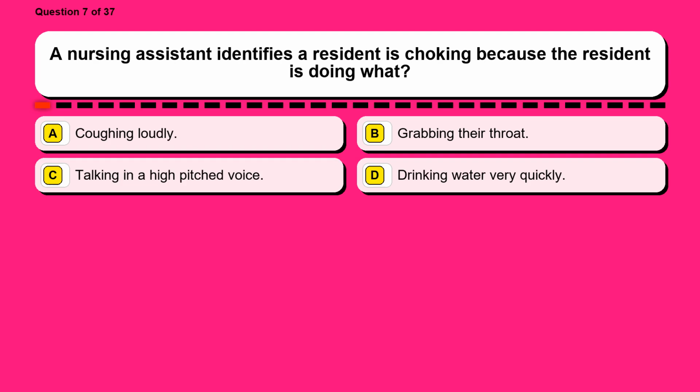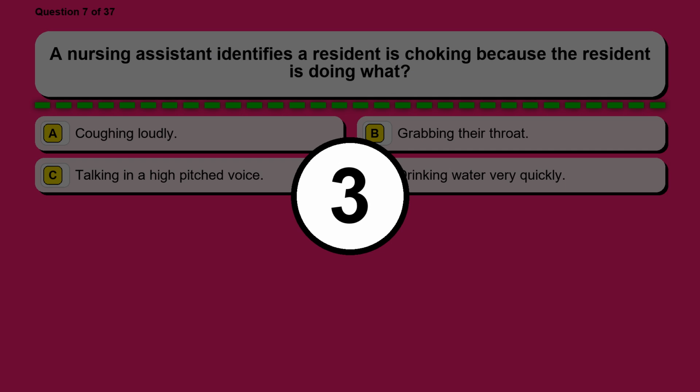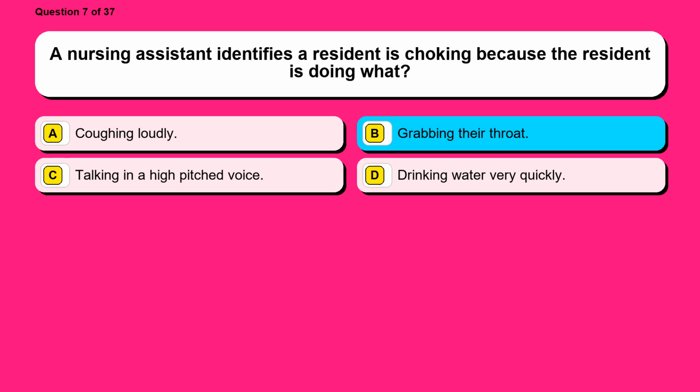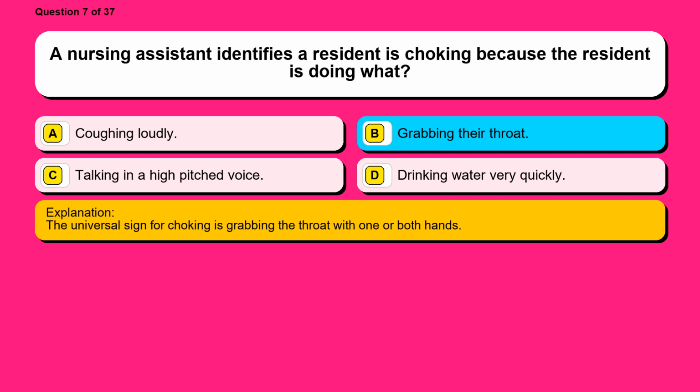Question 7. A nursing assistant identifies a resident is choking because the resident is doing what? Option A. Coughing loudly. Option B. Grabbing their throat. Option C. Talking in a high-pitched voice. Option D. Drinking water very quickly. The correct answer is option B. Grabbing their throat. The universal sign for choking is grabbing the throat with one or both hands.